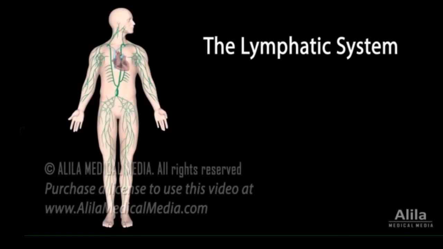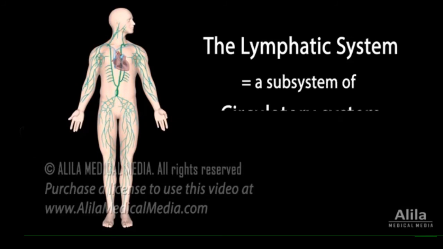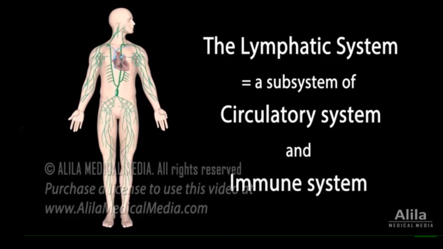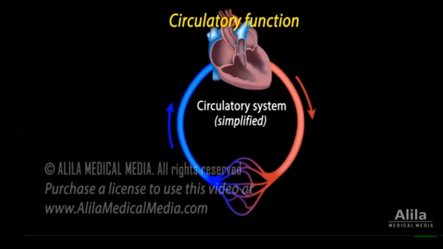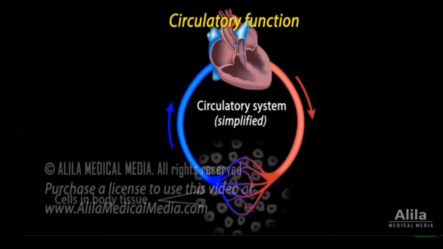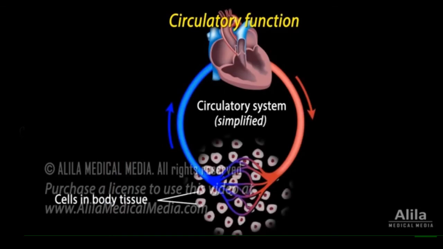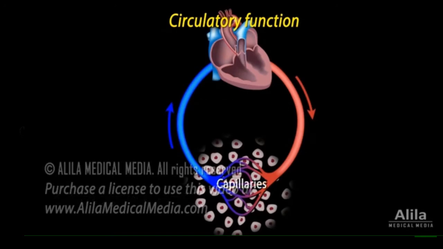In a nutshell, the lymphatic system is a drainage system that removes excess fluid from body tissues and returns it to the bloodstream. It's actually a subsystem of both the circulatory and immune system. The major purpose of the circulatory system is to bring oxygen and nutrients to body tissues and remove wastes. This exchange happens in the smallest blood vessels called the capillaries.